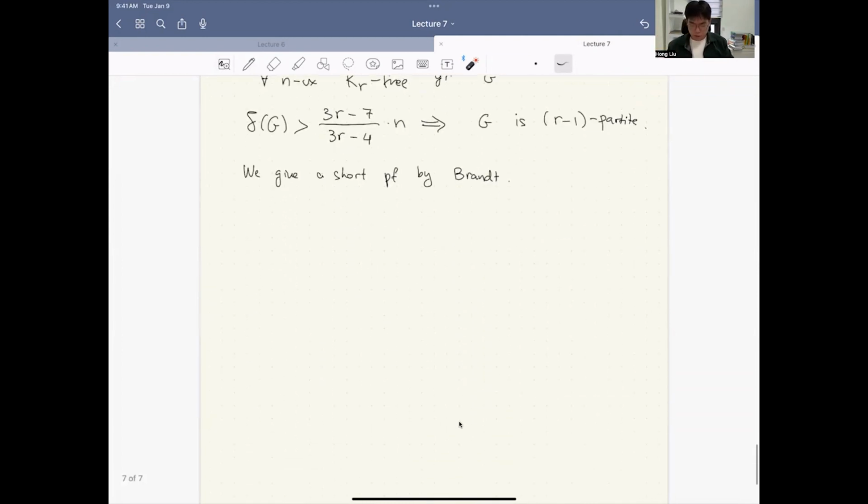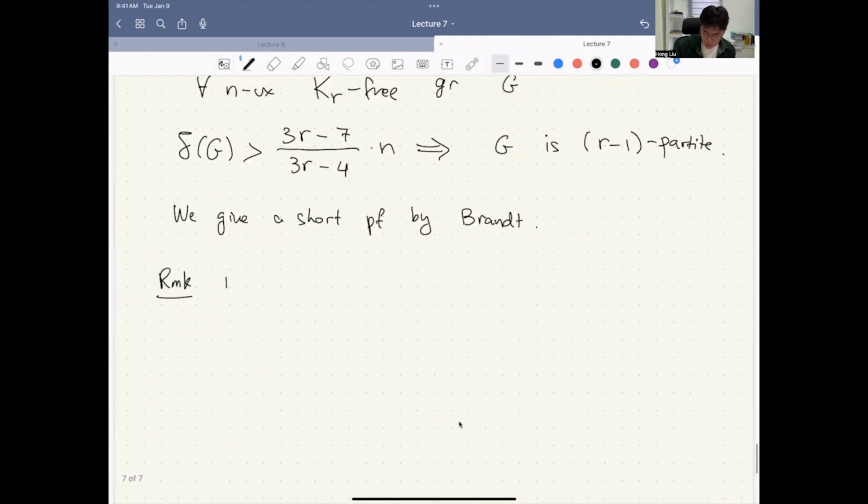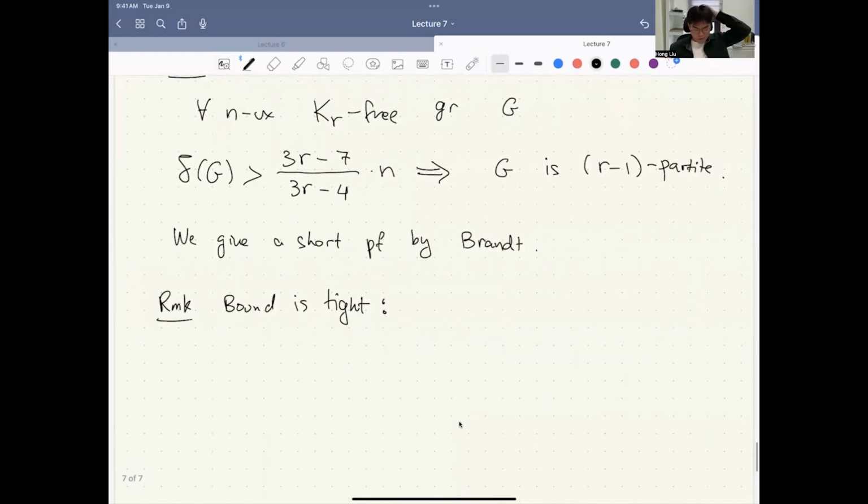So this is the case here. Remark: the bound is tight. You consider this graph. So what is this graph? Well, just take, as I said, a blow up of the 5-cycle.